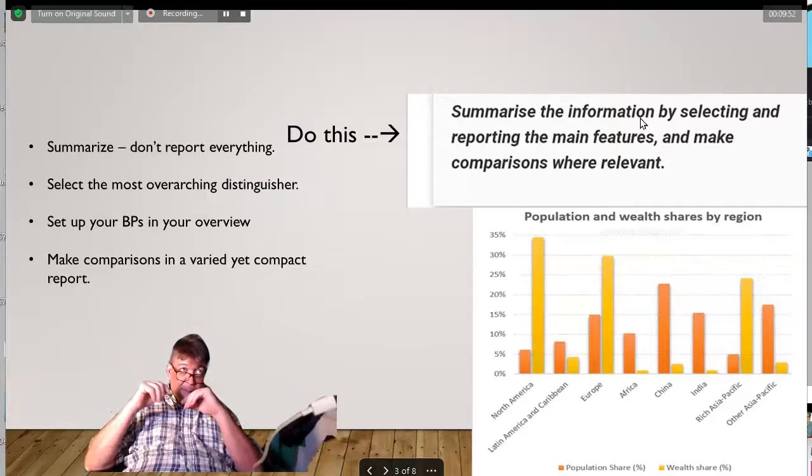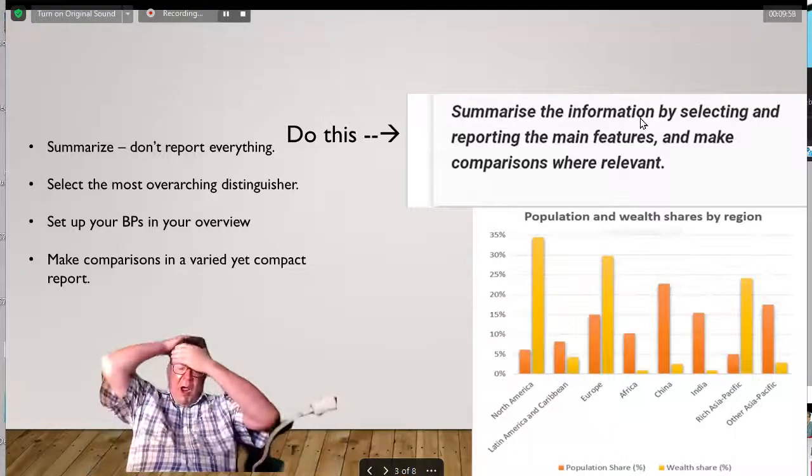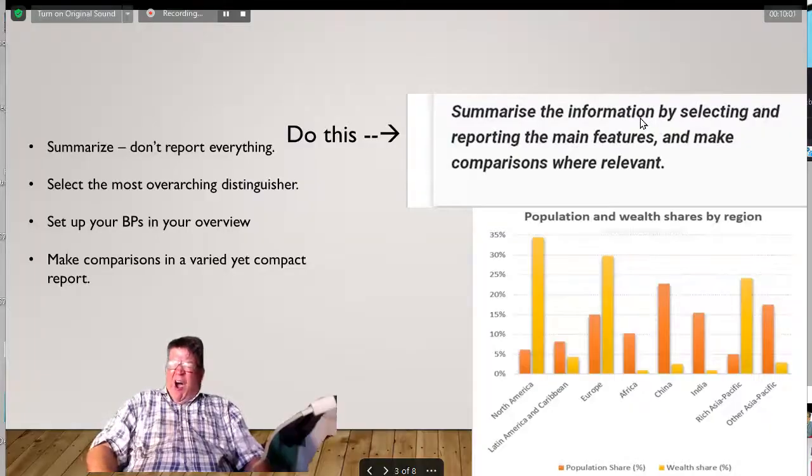Well, the overarching distinguisher is that all of them are incredibly disparate. All of them have big differences between them. None of them are equal. The next key to success is set up your BPs in your overview.